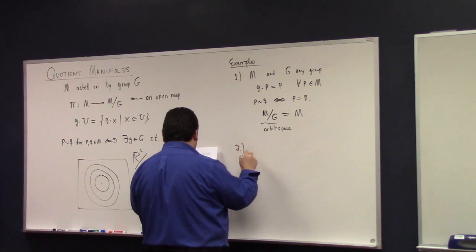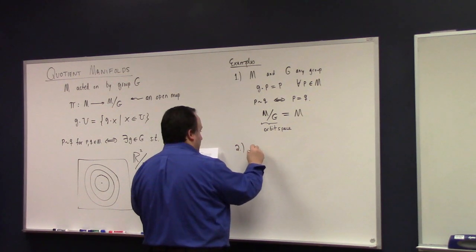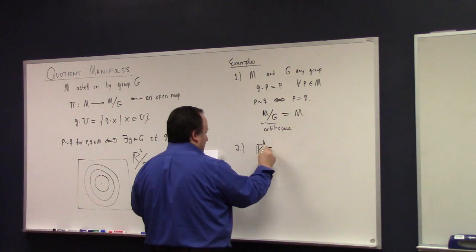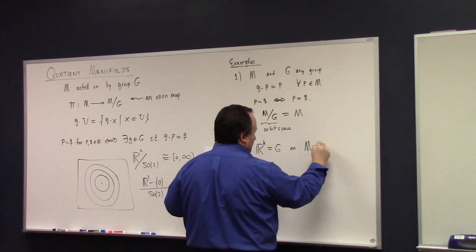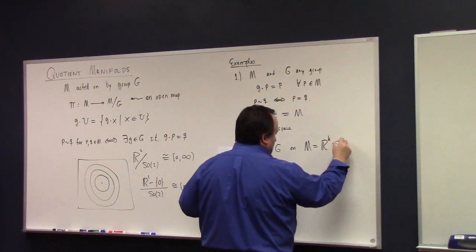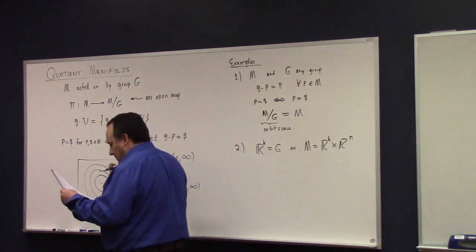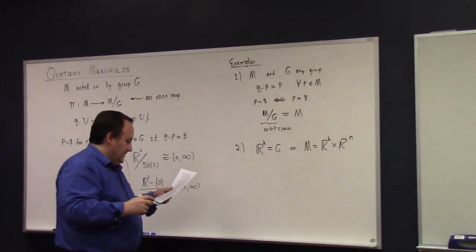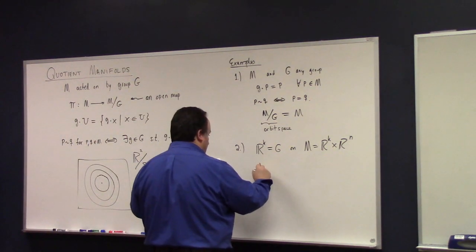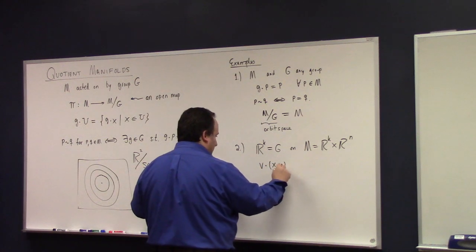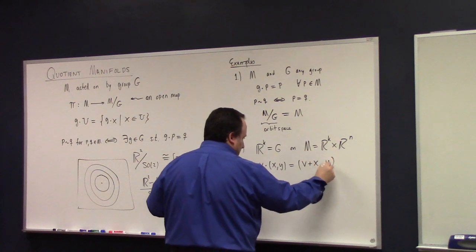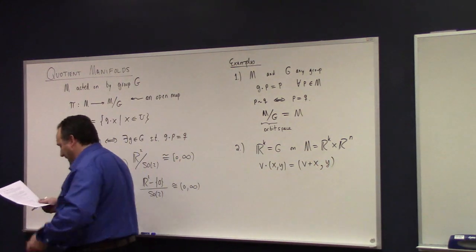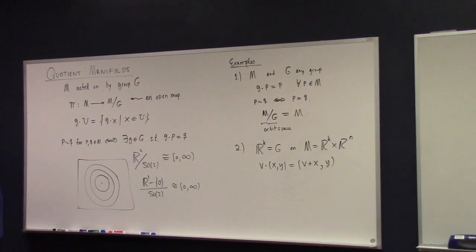Another relatively simple example he gives here is the action of R^k equals G on the manifold formed by R^k cross R^n. And the rule is just this. We let V act on (x, y) according to the rule (V + x, y). So in that way, we can let R^k act on R^k cross R^n. What are the orbits here?